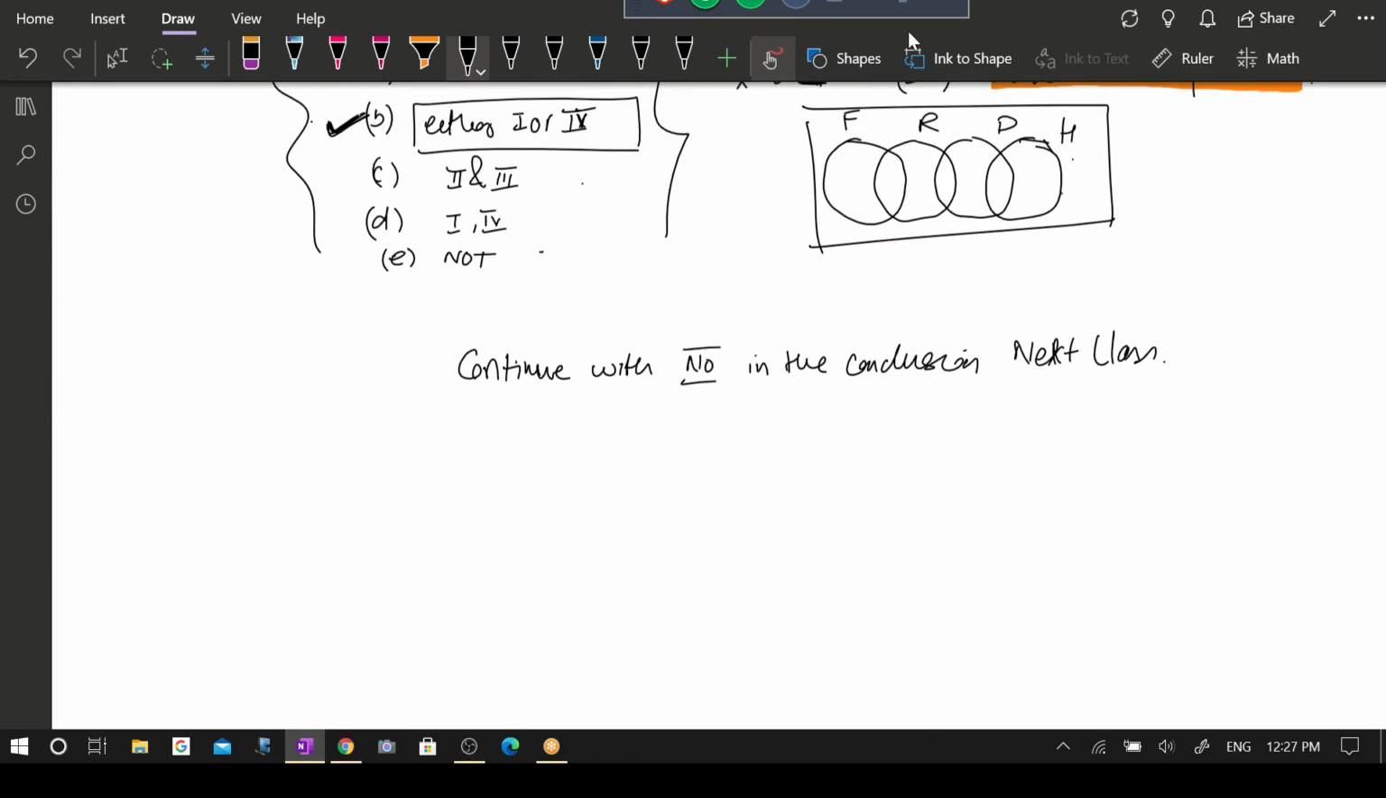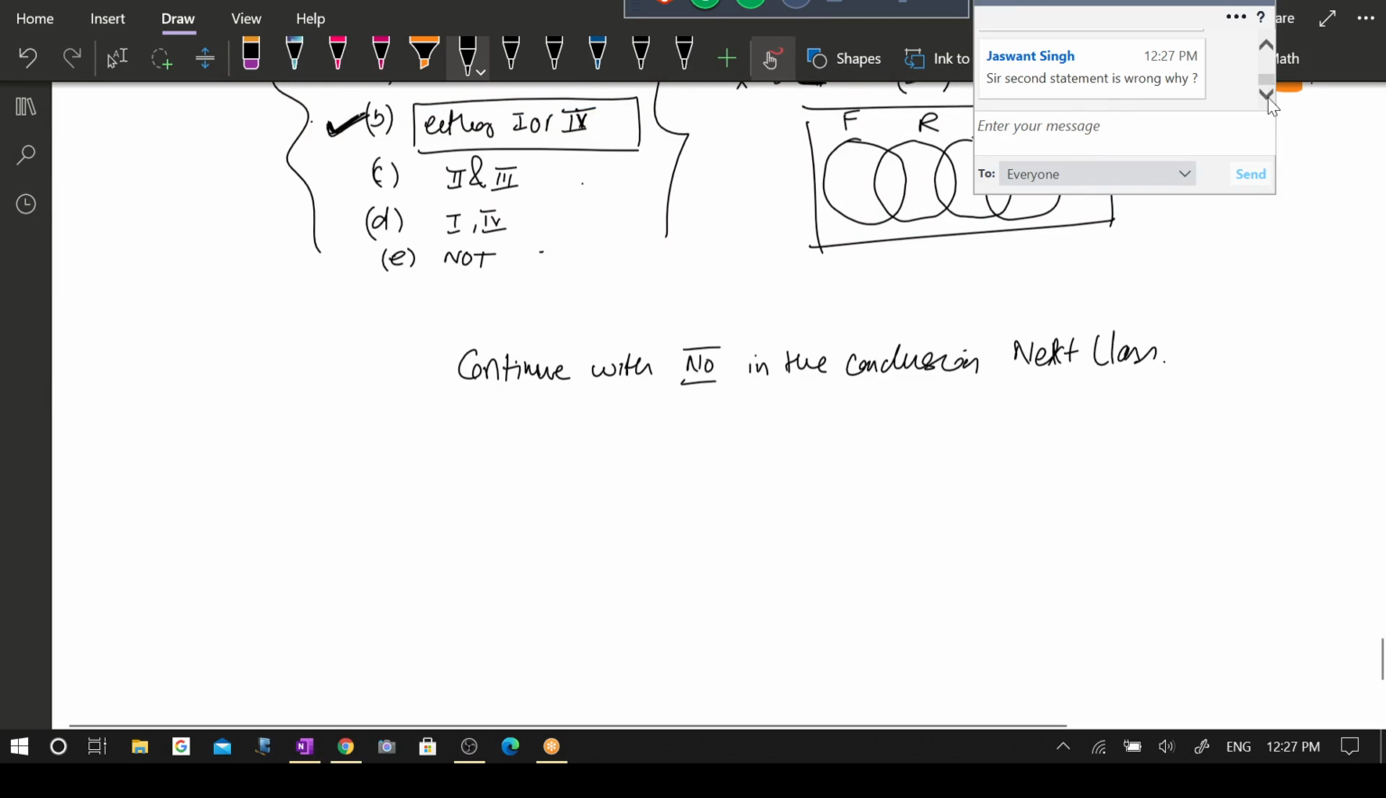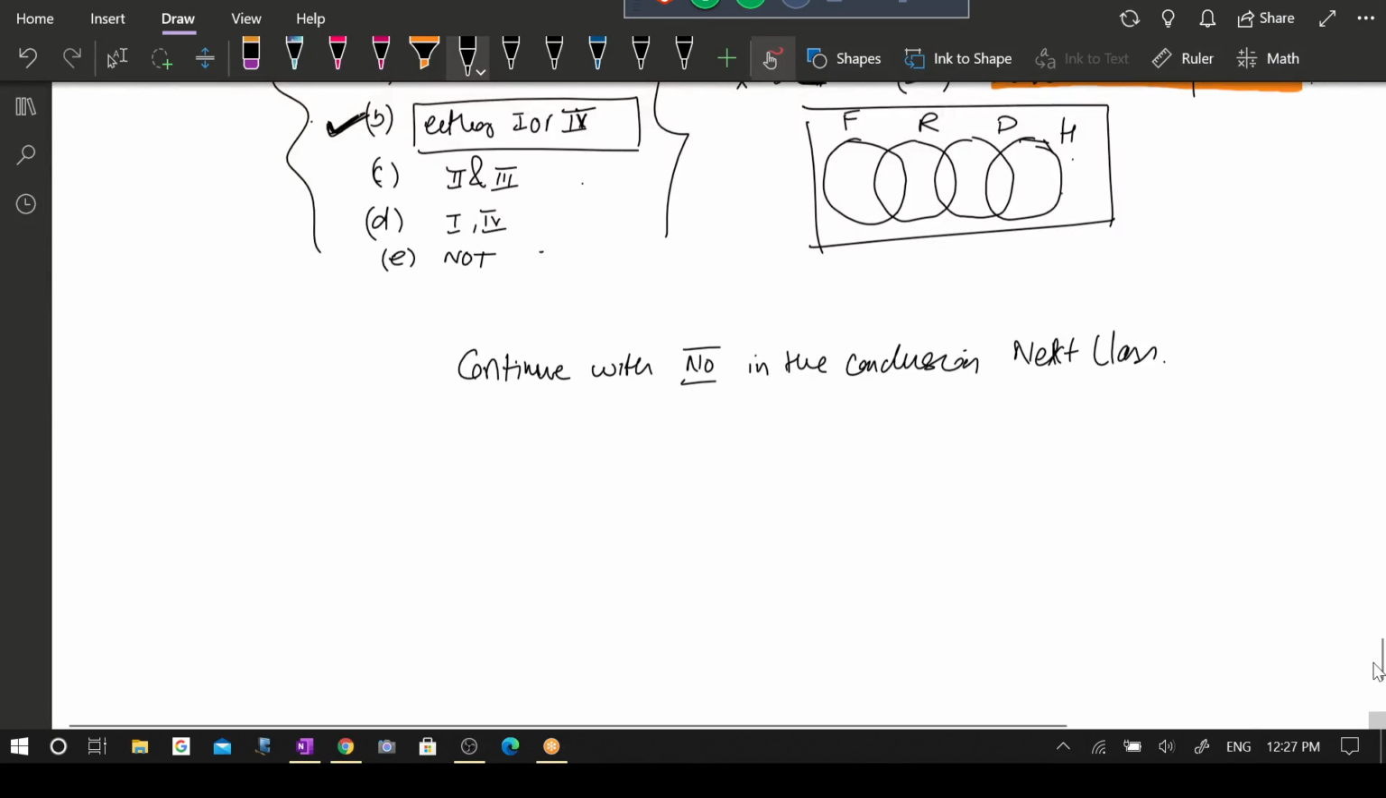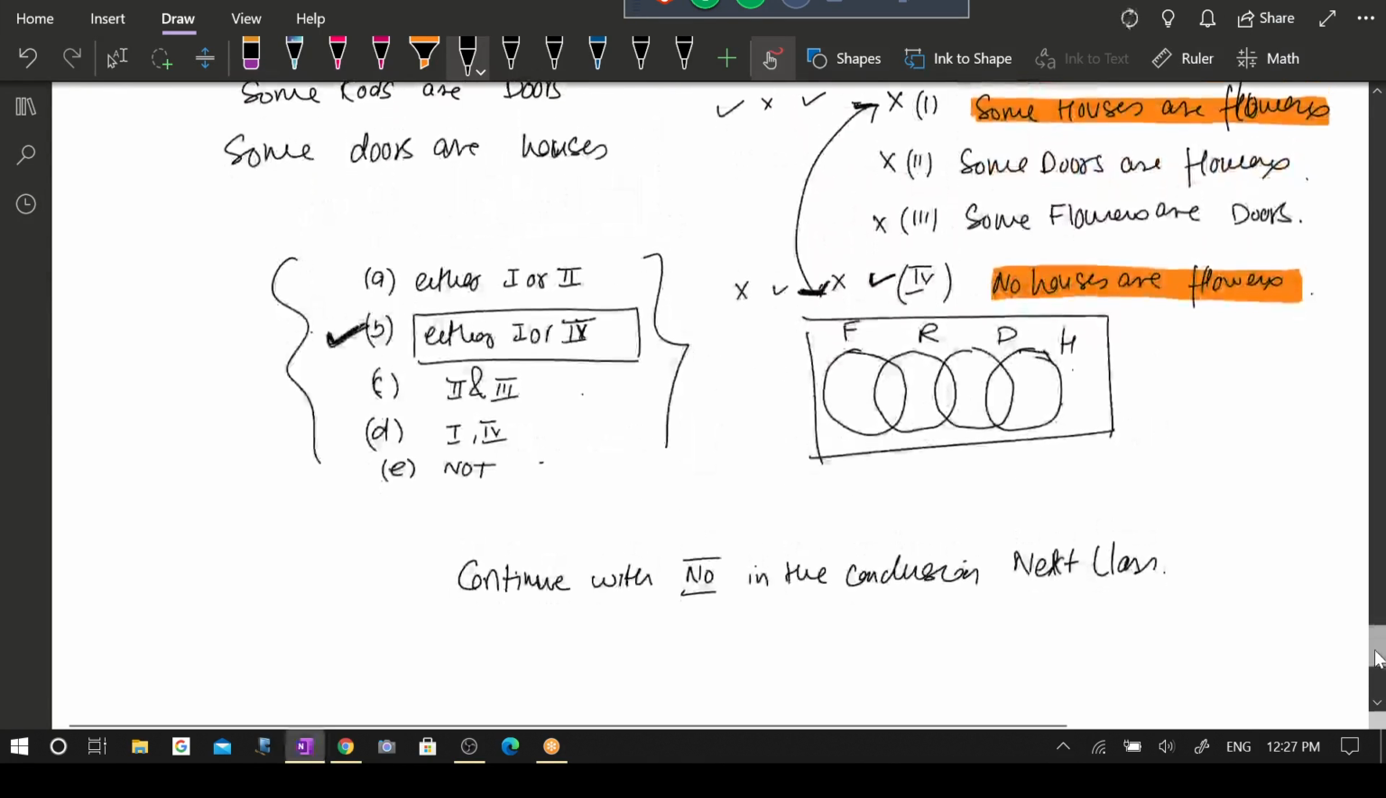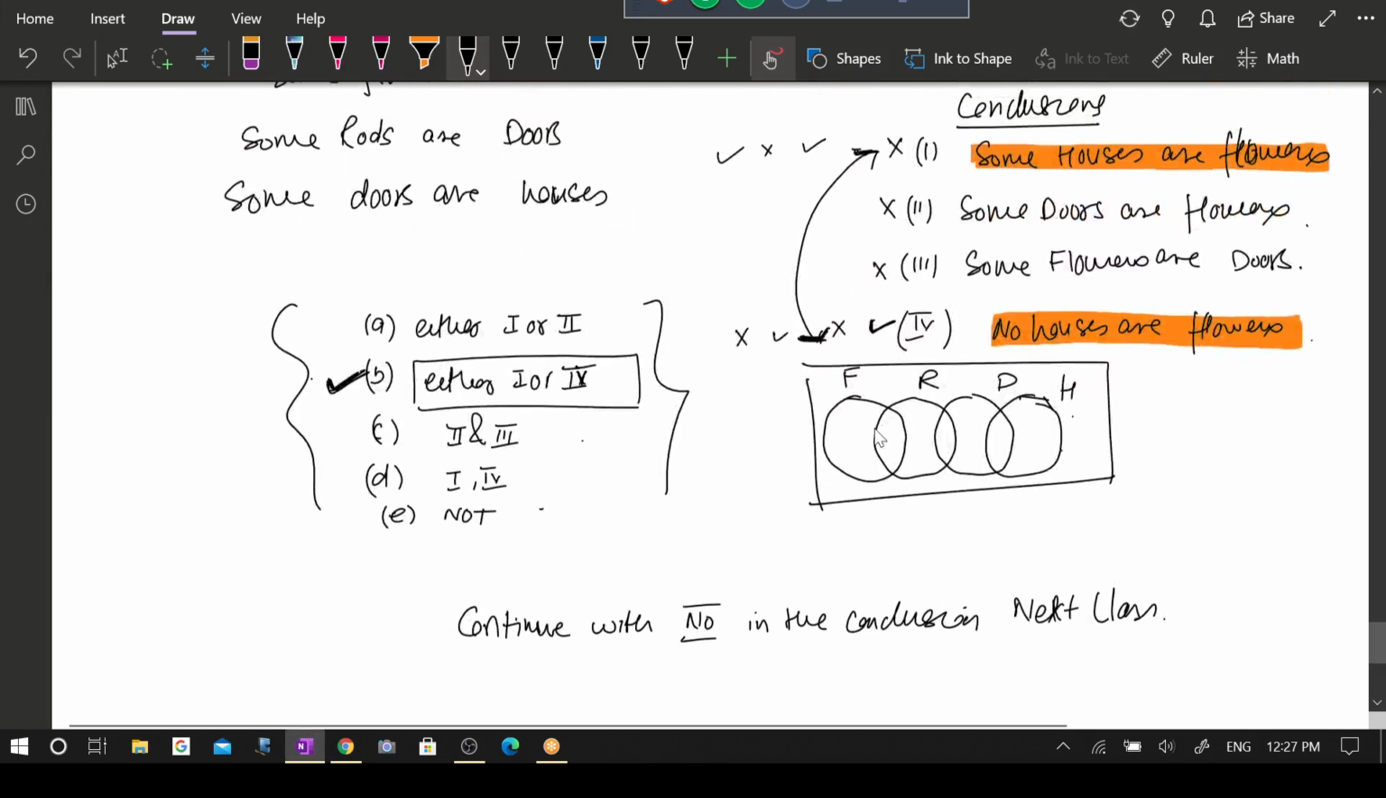All right, Jaswant, what are you saying? Jaswant says, sir. Jaswant, the second statement is wrong, and why is it wrong? Some doors are flowers. Over here, Jaswant, in this figure, it is wrong, isn't it?